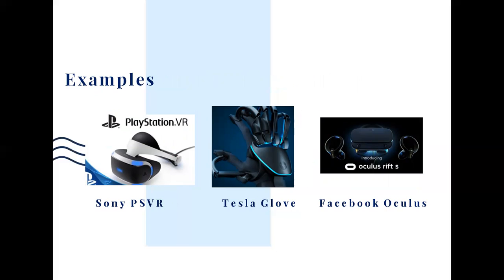So the first example that we see is the Sony PlayStation Virtual Reality, or PSVR for short. And it's basically known by the code name Project Morpheus during their development stage at Sony. And it is a virtual reality headset that is developed by Sony Computer Entertainment and was released in October 2016. It was designed to be fully functional with the PlayStation 4 and PlayStation 5 home video game consoles.